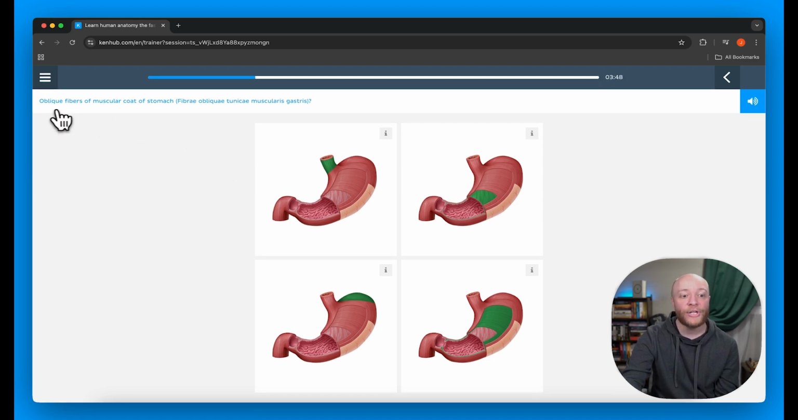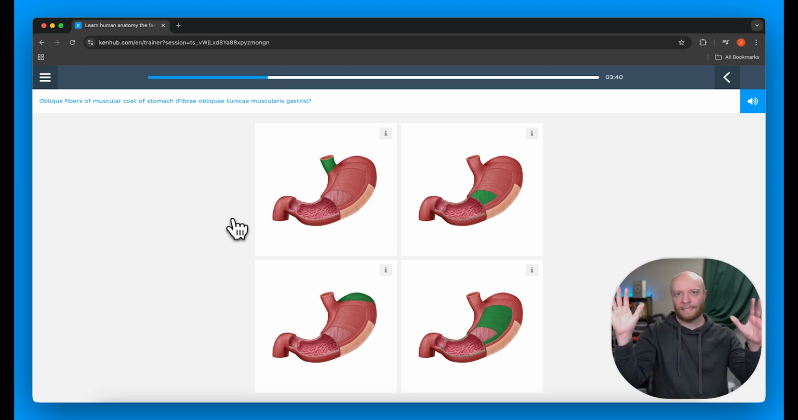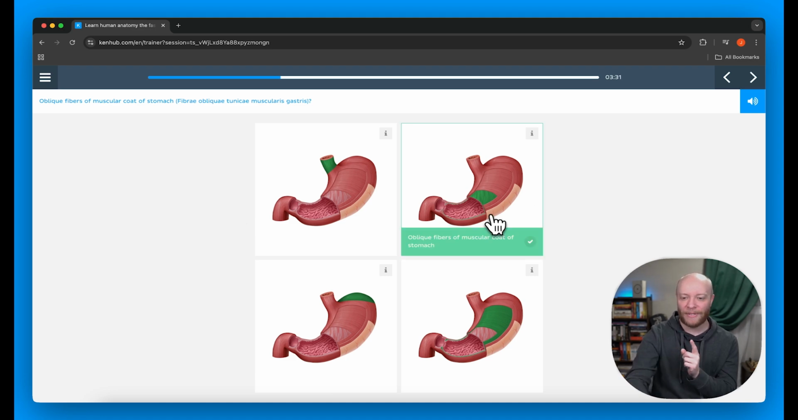All right, so we're looking for the oblique fibers this time. The oblique fibers. So again, we have the same images in a slightly different order. Now, go ahead. Give you a second to pause if you want to look at this and take a look and see if you can figure it out. So the oblique fibers are going to be right here.